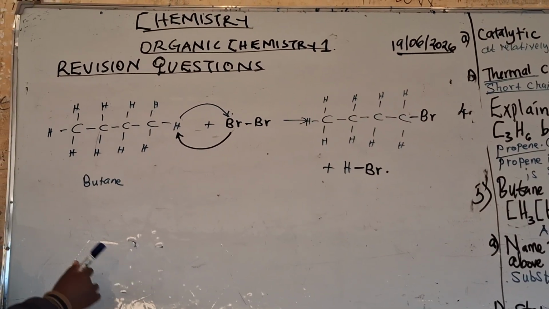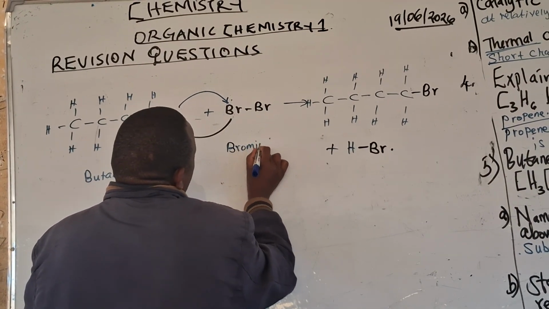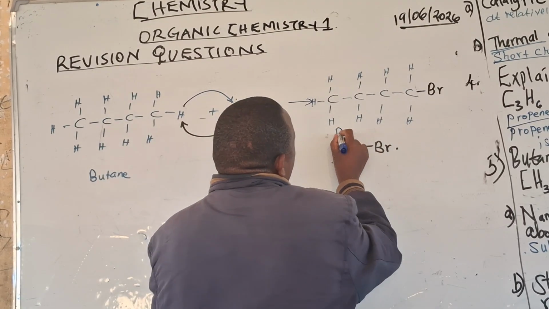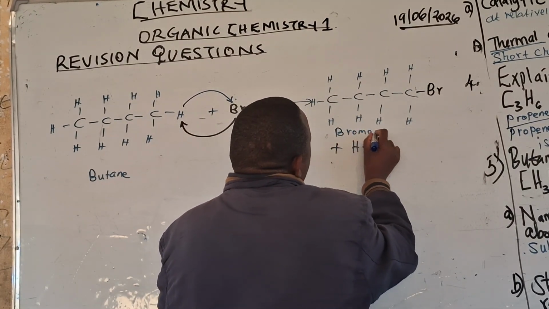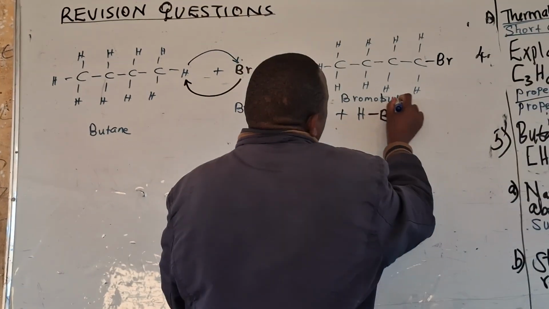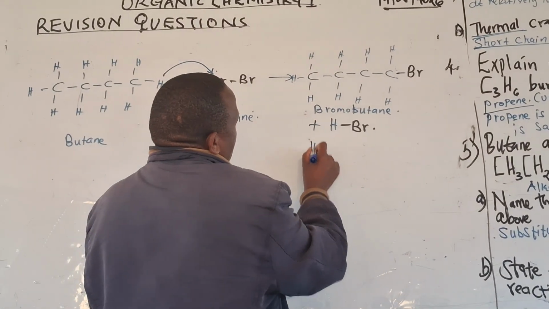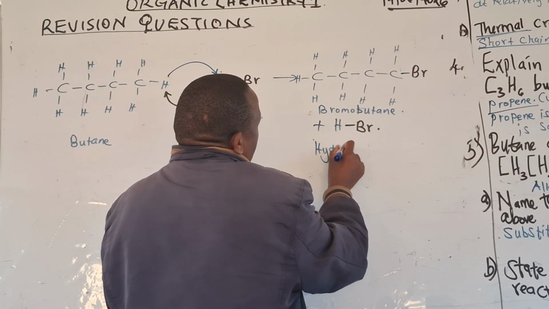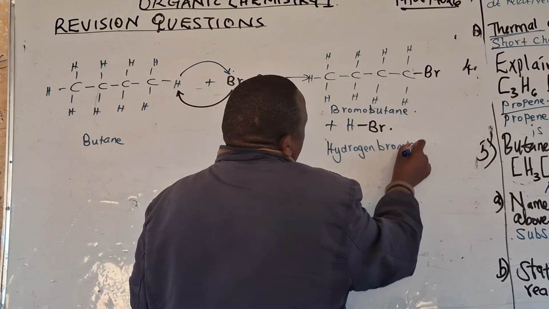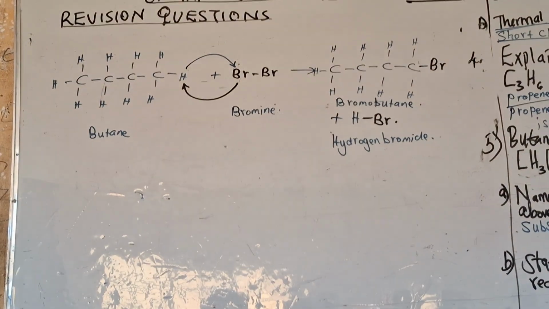So this is butane, this is bromine gas or bromine liquid, like that. Now the product here is bromobutane. This is bromobutane, our product, and this one is hydrogen bromide. We are done with that. We now go to question number 5B.